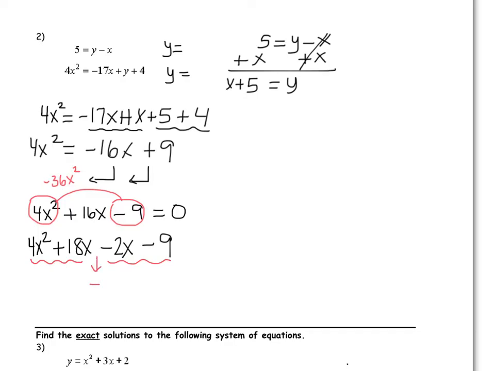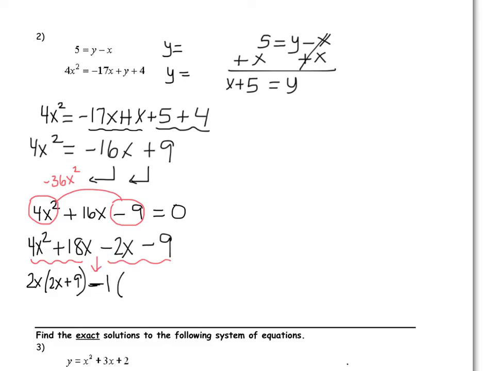So the GCF between 4x squared and 18x is 2x. I'm left with 2x plus 9. Now I want to take the GCF between negative 2x and negative 9. The only thing there is a 1, so we're actually going to take out a negative 1.